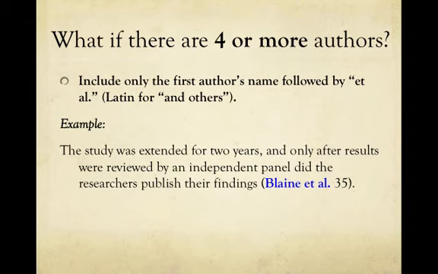What if there are 4 or more authors? In this case, you include only the first author's name, followed by et al., which is Latin for "and others," which makes sense. So in the example, Blaine, which is the first author's last name, et al., and others, 35 being the page number. It's just way too long if you were to list 4, 5, 6, 7, 8 authors in an internal citation.